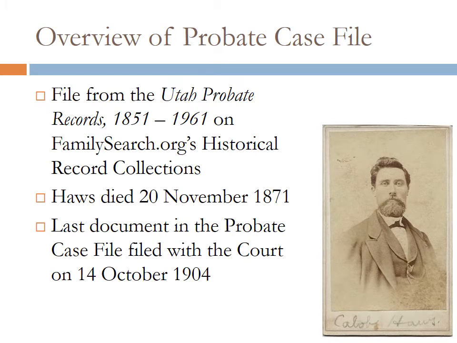This particular file came from the Utah probate records from 1851 to 1961, which are hosted on the FamilySearch.org historical record collections. It concerns Caleb Haws, who died on the 20 November of 1871. And it's interesting to see that the last probate document in the case file was filed on the 14th of October 1904, nearly 33 years later.